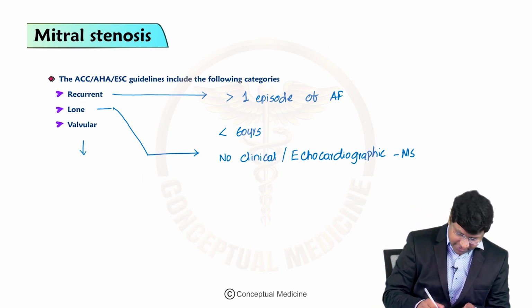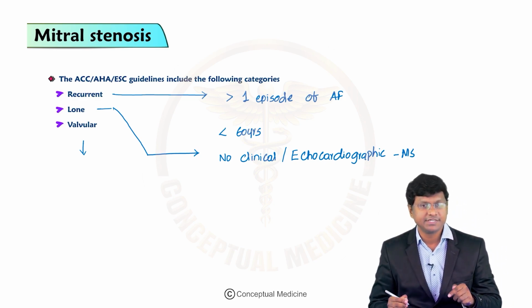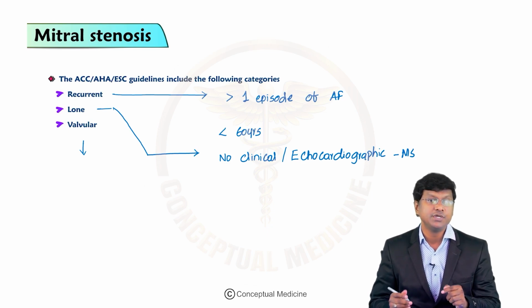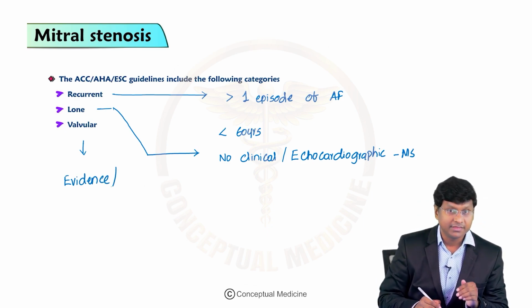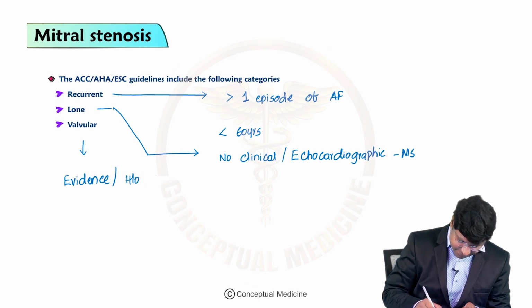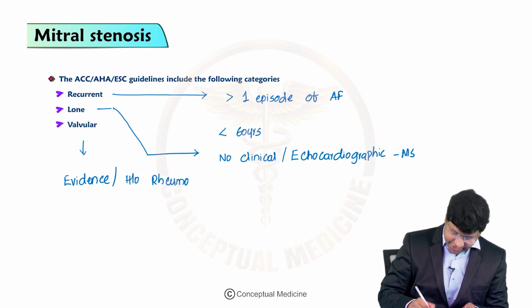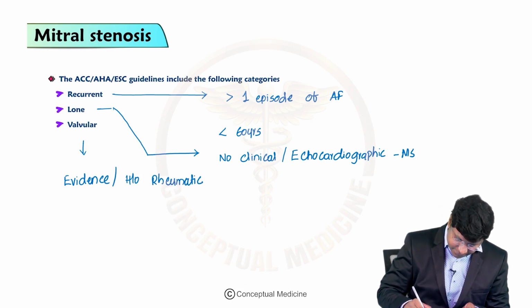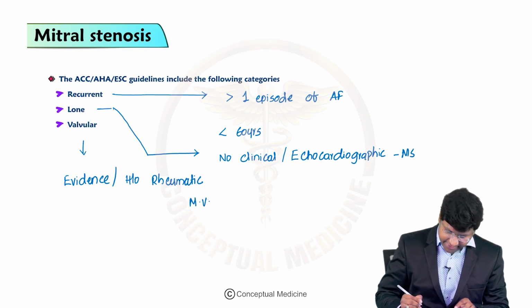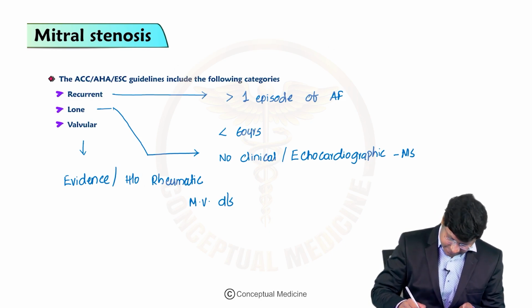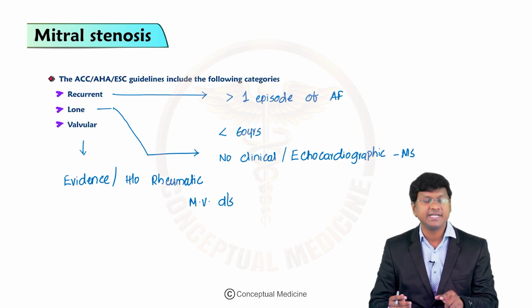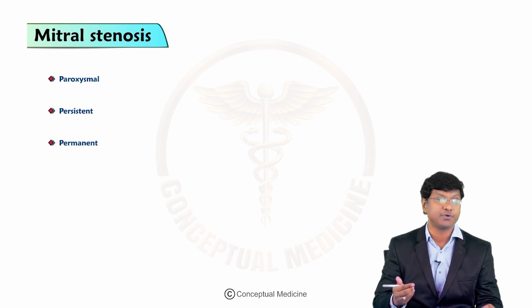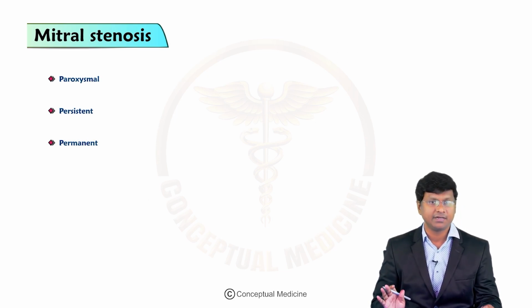Next, valvular atrial fibrillation. Valvular atrial fibrillation is atrial fibrillation occurring in a patient with evidence or history of rheumatic mitral valve disease, or in those individuals who have prosthetic heart valves. So that is valvular atrial fibrillation.